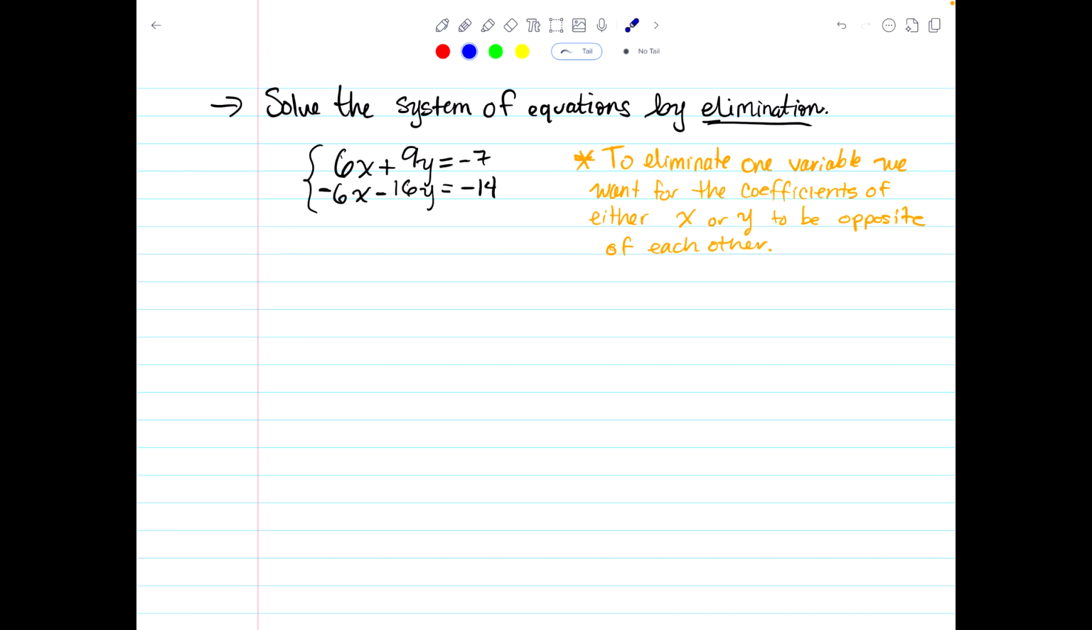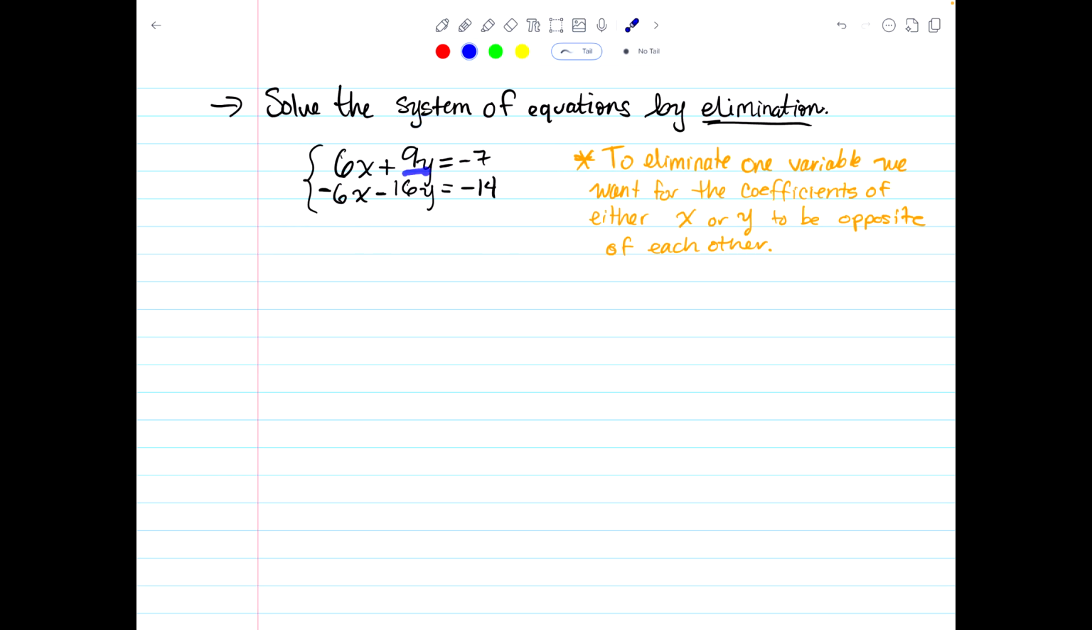For this problem, we're going to solve the system of equations by elimination. A good fact to remember is that to eliminate one variable, we want the coefficients of either x or y to be opposite of each other. So let's analyze what's going on over here in this system.